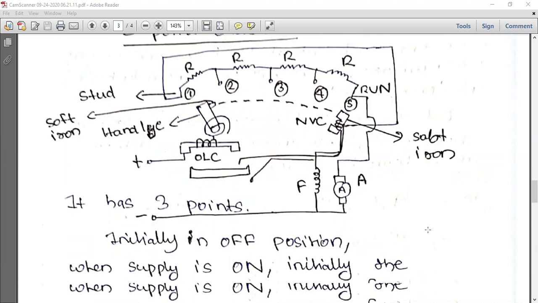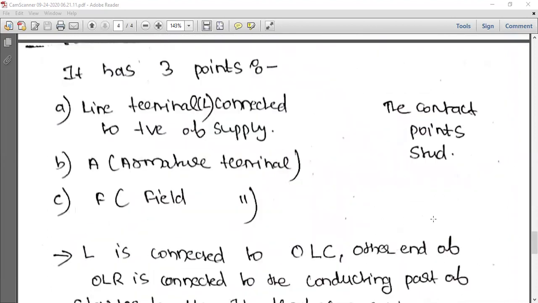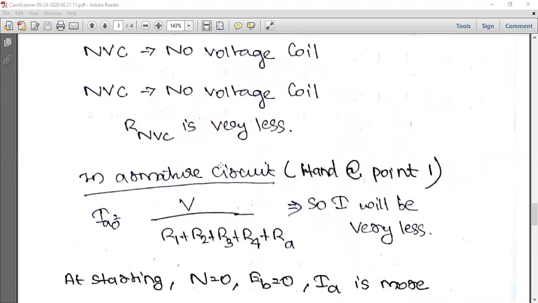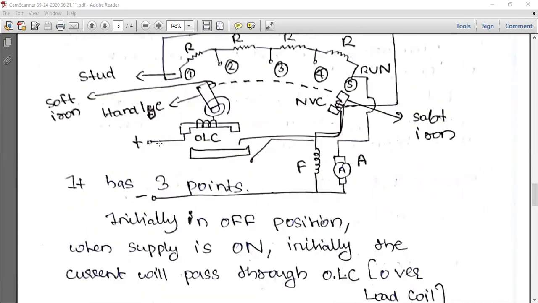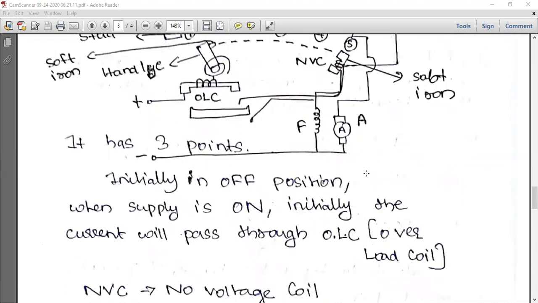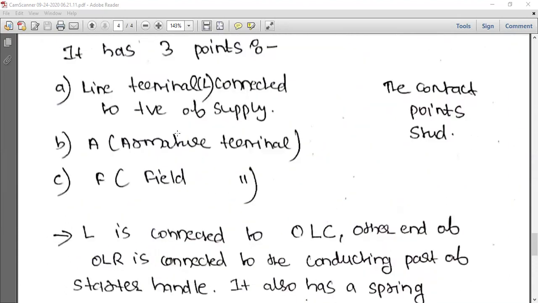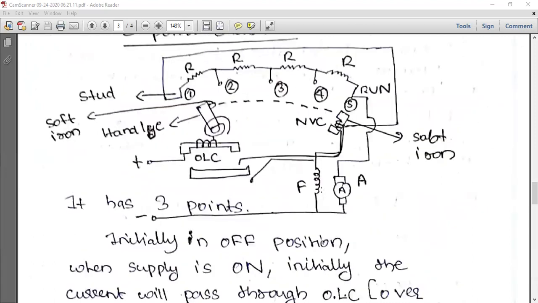The 3 points are the line terminal, which is connected to the positive voltage. This is 1 point, and then we have the armature terminal and the field terminal, A and F. A is the armature terminal, which is connected to the armature coil, and F is the field terminal, which is connected to the field coil. So these are the 3 points.